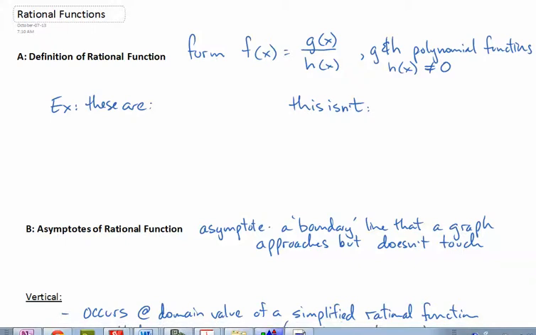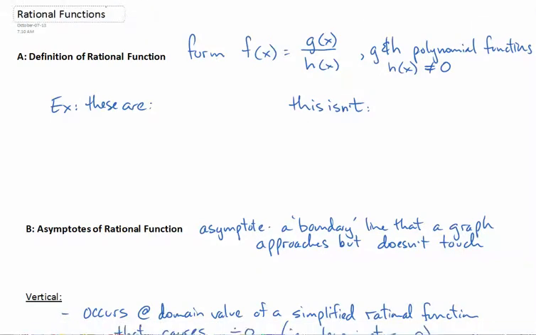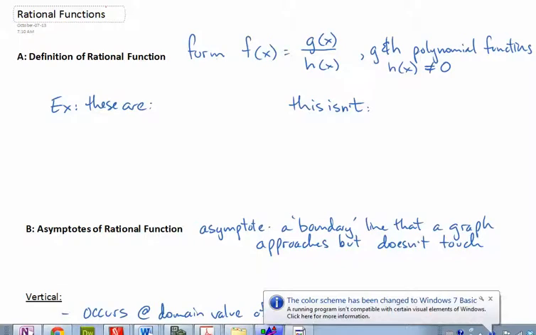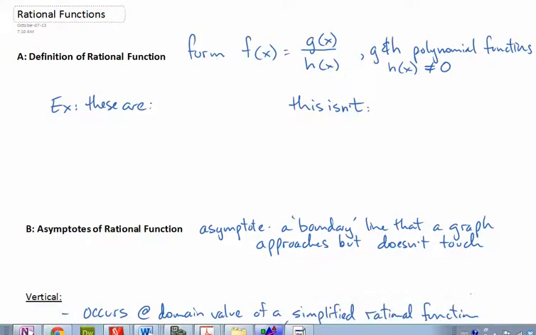Alright, this lesson is about rational functions. It's the first of two lessons. In this lesson I'll define them and describe asymptote behavior and something called holes.